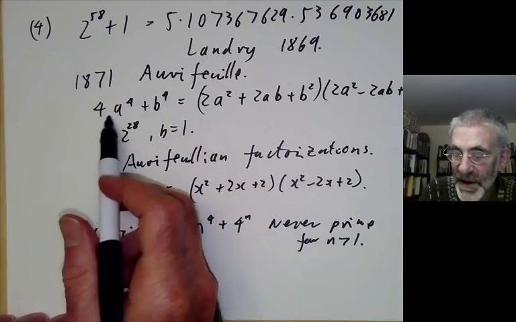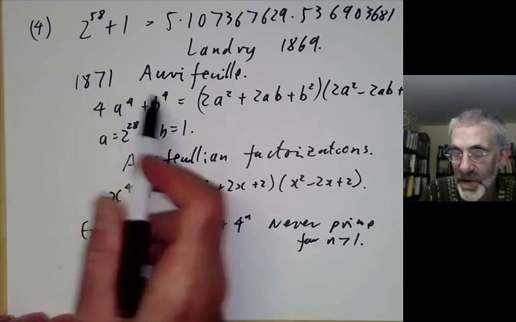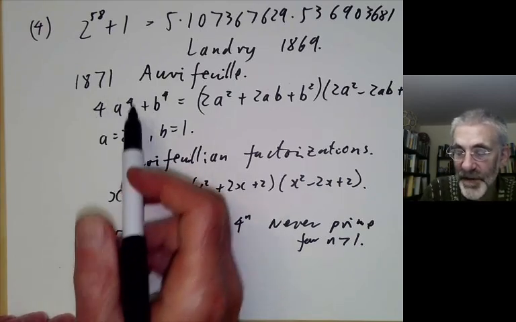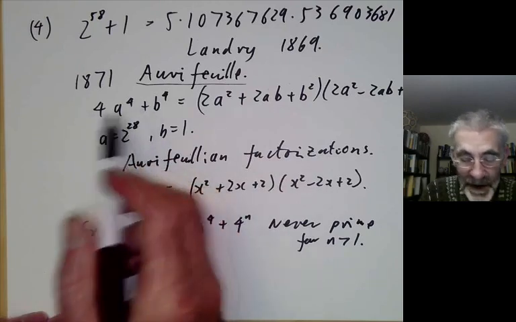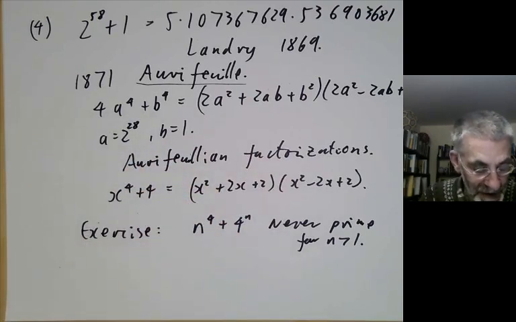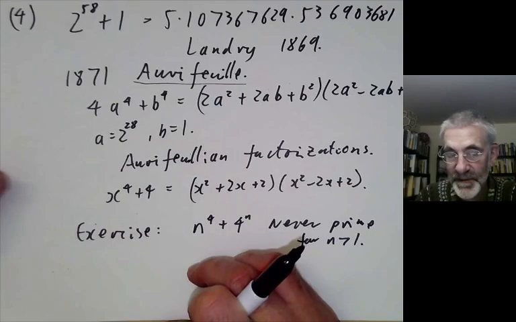By the way, 4a to the 4 plus b to the 4 is not the only sort of expression that has this weird factorization. If you look this up on Wikipedia, they give several other examples of these sorts of funny factorizations.